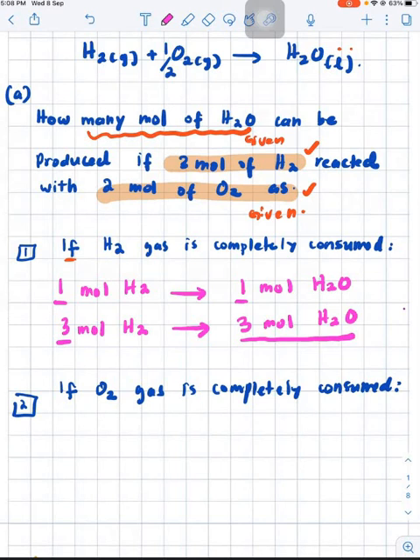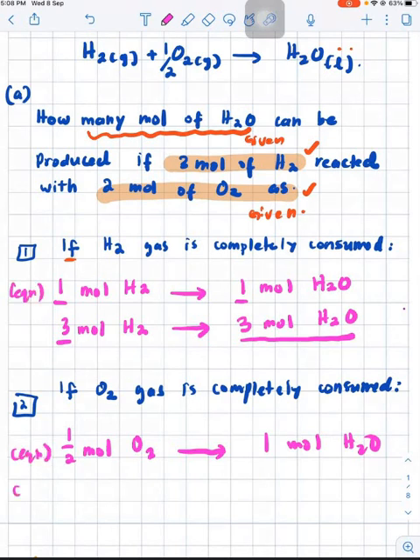Okay. Lepas tu sebab kita ada satu lagi reaktan. So andai kata bukan hydrogen gas yang habis dulu, tapi oksigen gas yang habis dulu. So daripada resepi ke atas tu, half mole of O2 akan menghasilkan 1 mole of H2O kan. Ini daripada resepi dia, daripada equation. This is from the equation.